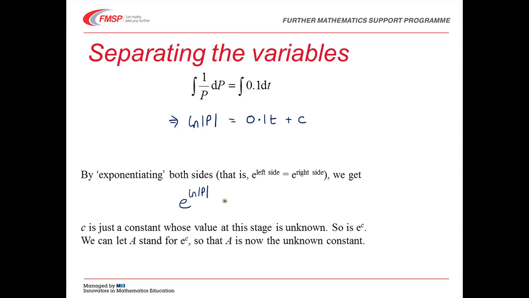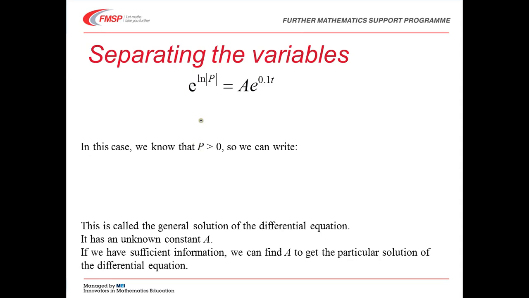So e to the log p equals e to the whole of the right hand side. Don't try doing e to the 0.1t plus e to the c. It's e to the whole of both sides. And that of course gives us on the right hand side e to the 0.1t times e to the c. Now c is an unknown constant, so e to the c is still a constant, still unknown, so we don't need to call it e to the c, we can call it a. So that gives us e to the log p equals a e to the 0.1t.